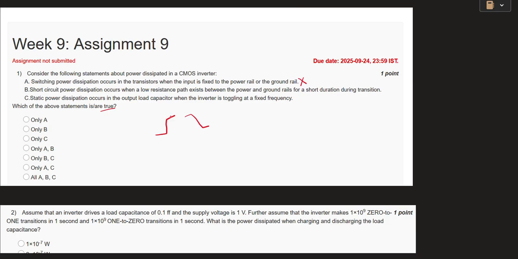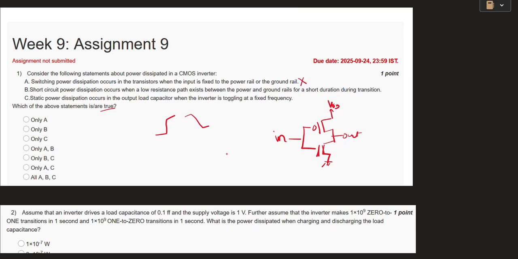Moving to option B: short circuit power dissipation occurs with a low resistance path that exists between the power and ground rail for a short duration of time. Yes, this is indeed a correct option. If you have studied CMOS design, CMOS is like this, right? This is PMOS. This is NMOS, and they are connected to ground, and this is VDD. This is input. Here we are going to take output.